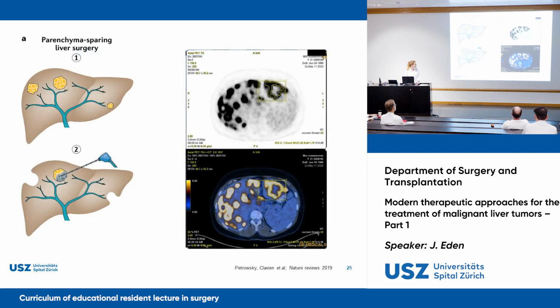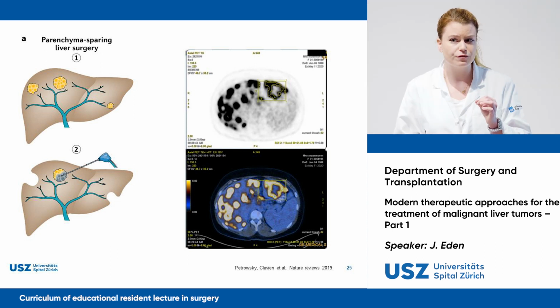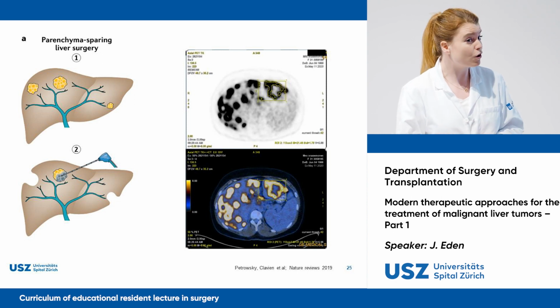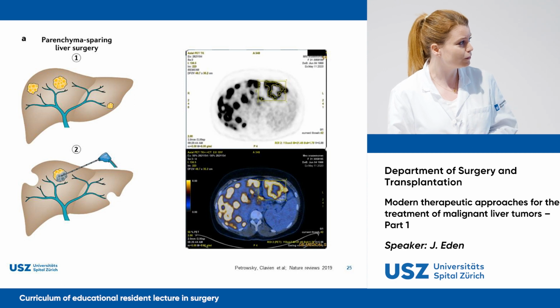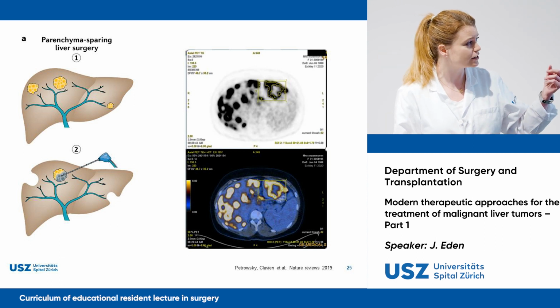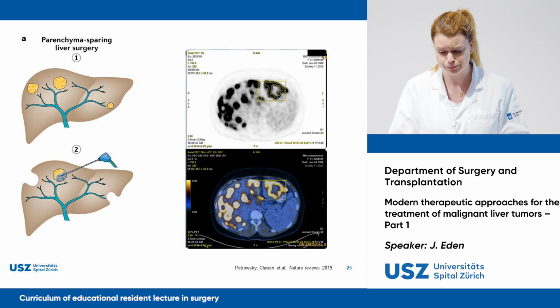And if you look at the picture, I just wanted to show it to you because I do want to show you the technique. What we do when we do parenchyma-sparing liver surgeries, we take out the tumors one by one by one. And the number of tumors is not limited per se. There are surgeons out there that will tackle livers that are as affected as the one you can see on the right side.